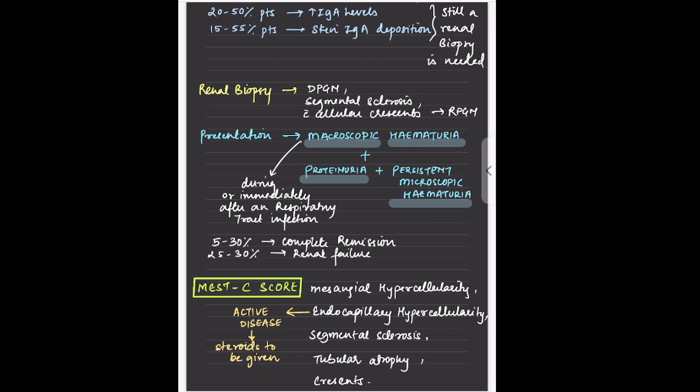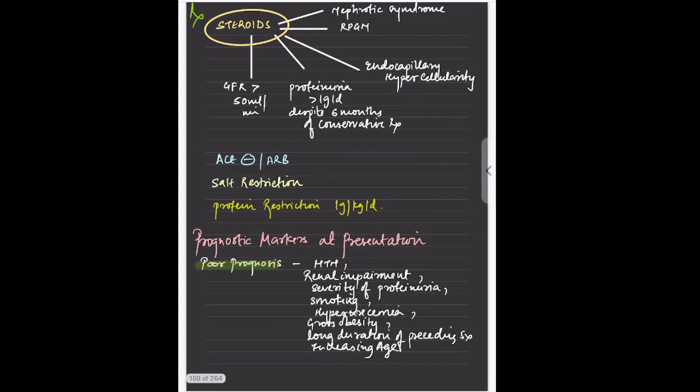In that case, steroids may be given. Steroids have to be given if the patient presents with nephrotic syndrome, has an RPGN presentation, endocapillary hypercellularity, or proteinuria of more than 1 gram despite 6 months of conservative treatment, and GFR is more than 50 ml. That means the kidneys could be saved. Then only we plan for steroids. ACE inhibitors and ARBs, of course, for the proteinuria, salt restriction, and protein restriction.